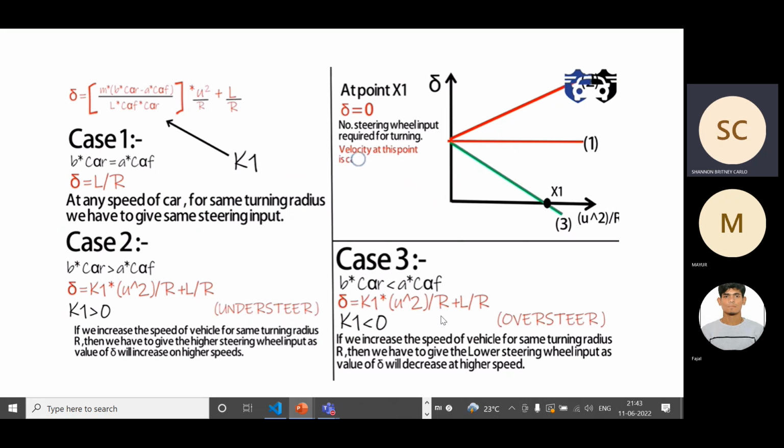I hope you know what understeer and oversteer are. Understeer is when you're trying to turn the car by a certain steering angle, and the car won't be able to turn properly. Oversteer is when the car will turn more compared to the input you have given. One point you have to see in this graph is point x1, where delta will become 0. This is the oversteer graph. At this point you do not want any steering wheel input at all for turning, and the velocity at this point is called the critical velocity.